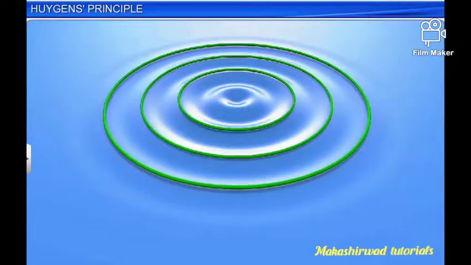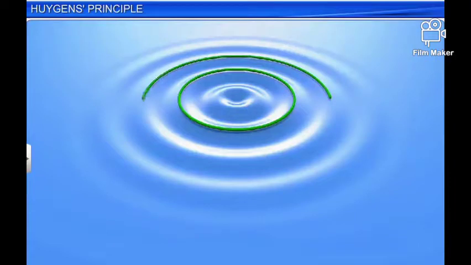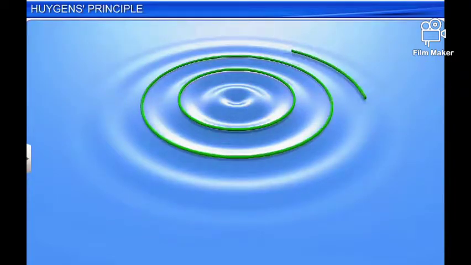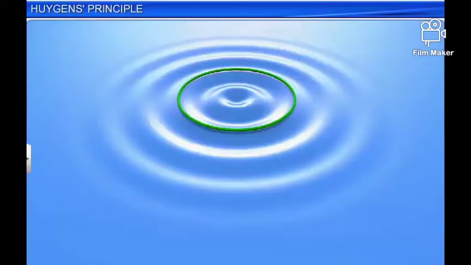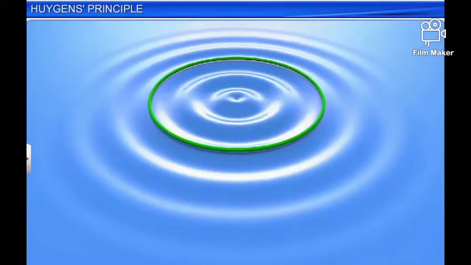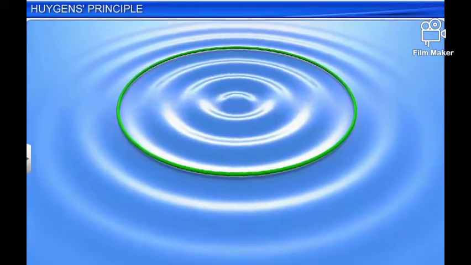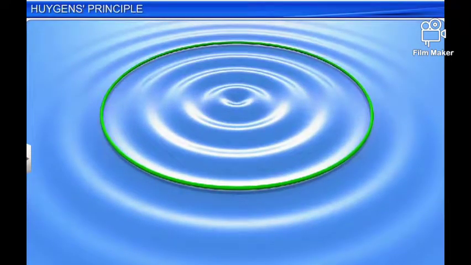In case of water waves on the surface of water, we observe circular wave fronts. Each circular wave front is a locus of all points having the same phase of oscillation. The propagation of the waves can be understood by studying the propagation of wave fronts.